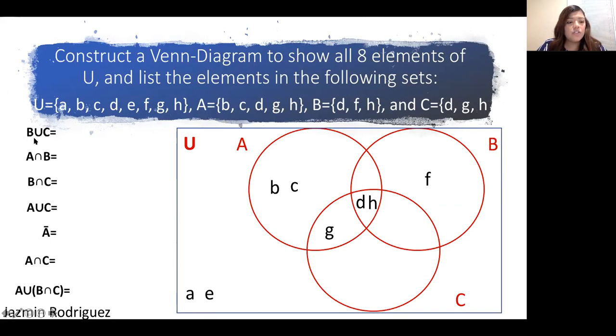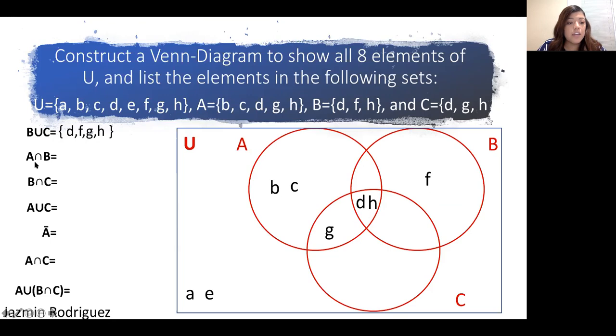So they want us to find B union C for the first one. In this one, that means that we want to know the elements that are going to be found in B or C. So therefore, we go ahead and list them. You can list them in alphabetical order. That's what I did. But as you can see, we have D, H, F, and G. Those are the elements that are found in either B or C.